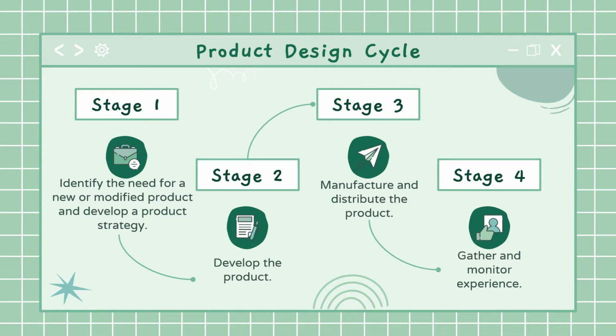The first stage is to identify the need for a new or modified product and develop a product strategy. The second stage is to develop the product. The third stage is to manufacture and distribute the product. And the last stage is to gather and monitor the experience. Next, I will describe each stage.